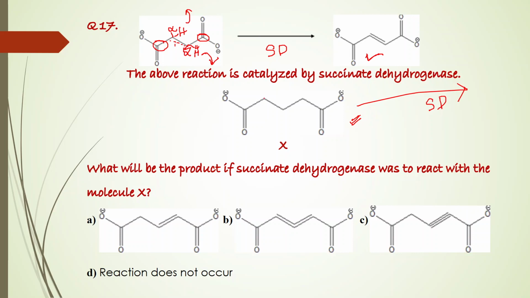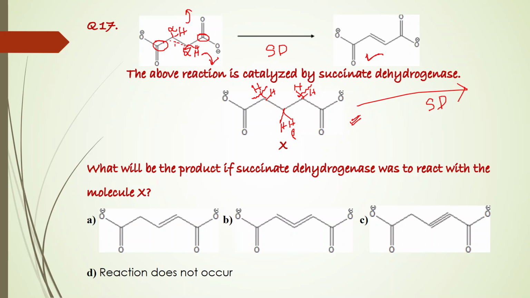Now if the same thing has to happen in the case of the X molecule, this is the structure. So what are the alpha hydrogens in this case? This is one carbonyl, so these are two alpha hydrogens, and this is again another carbonyl with another two alpha hydrogen atoms. But these ones are not alpha hydrogens, these are beta hydrogens. Now SD only abstracts alpha hydrogens. If it had to act on this X molecule, it will take one alpha hydrogen from here and another alpha hydrogen from here.